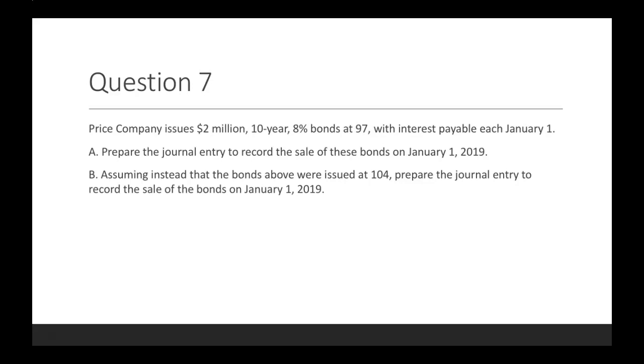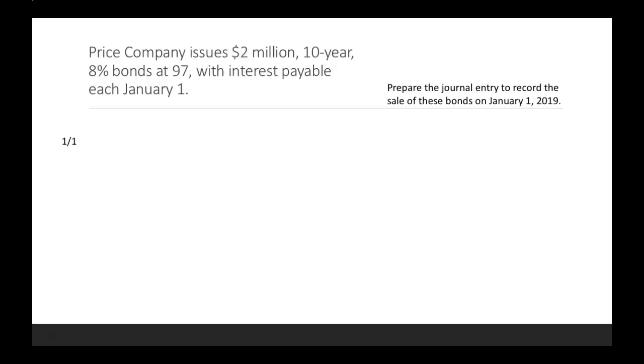So we'll remember that now as we prepare the journal entry to record the sale of these bonds on January 1st, 2019. And then, assuming instead that the bonds were issued at 104 or at 104% of face value, we need to prepare the journal entries to record the sale of the bonds. So this first one, issuing bonds at 97, right? So we're issuing at a discount.